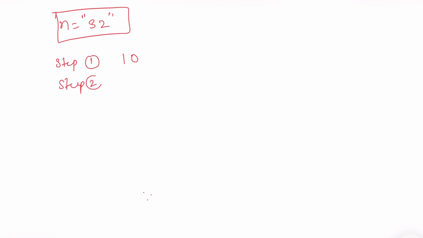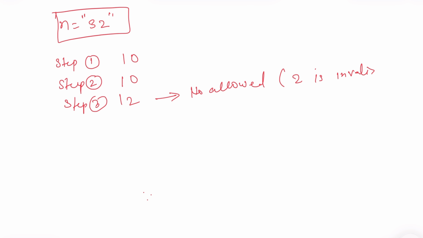Let's try to understand in very simple terms. Suppose n equal to 32, given in string form. In very simple steps, step 1 will be 10, step 2 will be 10, step 3 is 1 2, which is not allowed. Why? Because 2 is invalid. If we want to find 32 with 10, 10 and 12, this will not work because 2 is invalid.